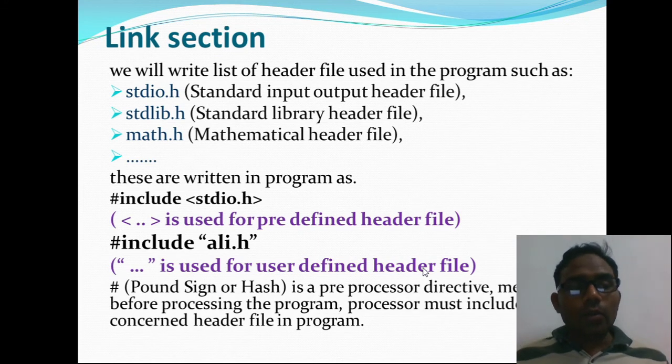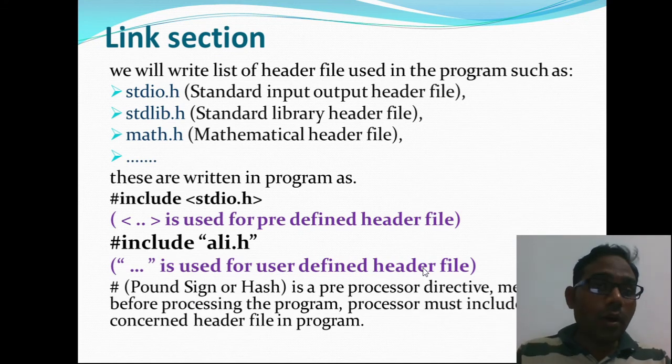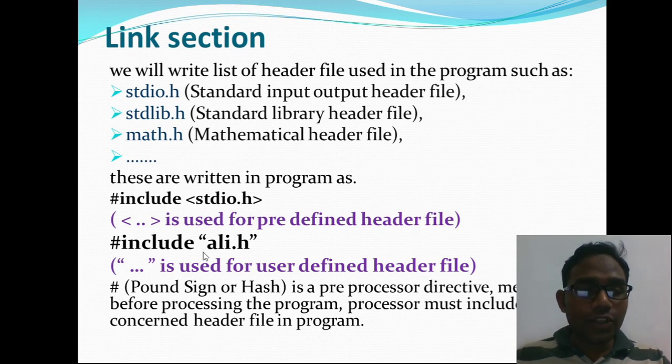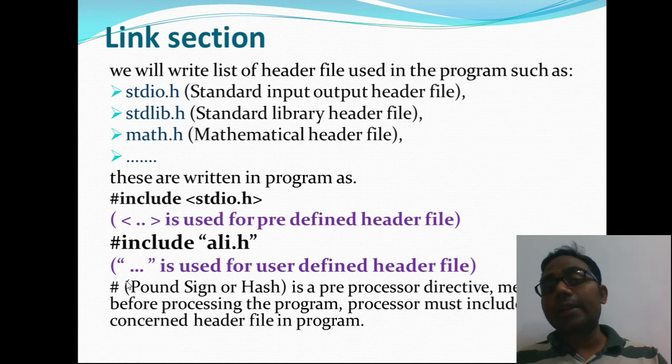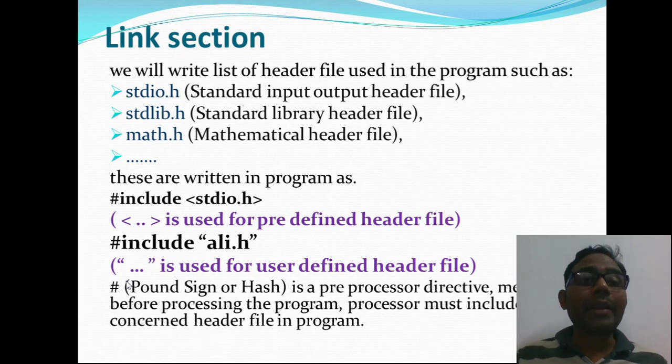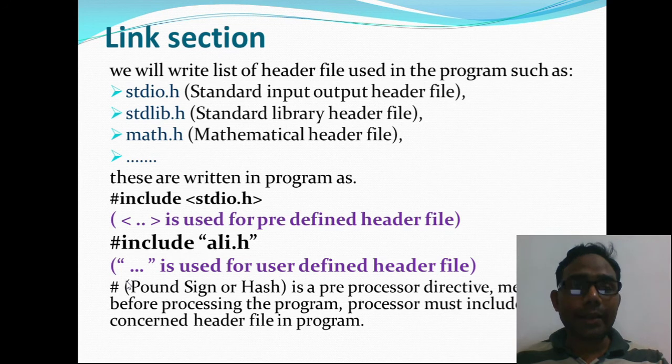Next. Now let us see what exactly is hash or a pound symbol. Hash or a pound symbol is a preprocessor directive. It is called a preprocessor directive. Who is going to compile or execute our program? A processor. Pre means before processing the program, you have to do a task.